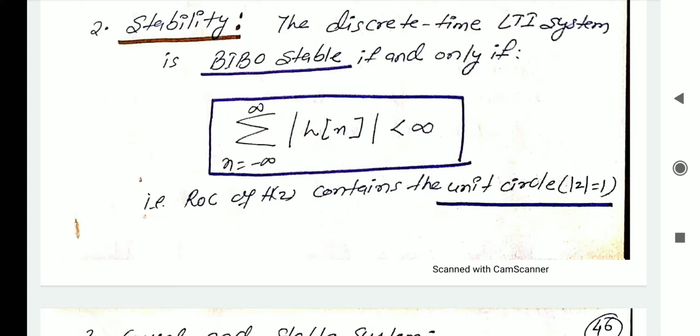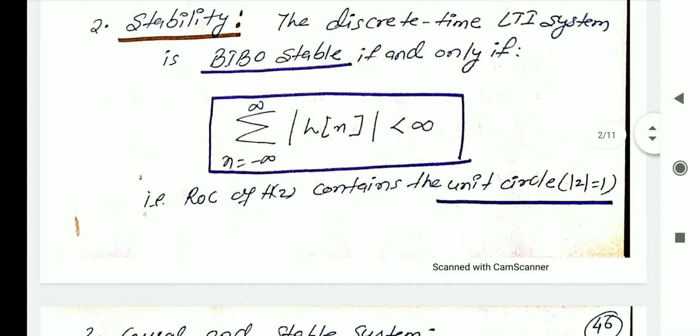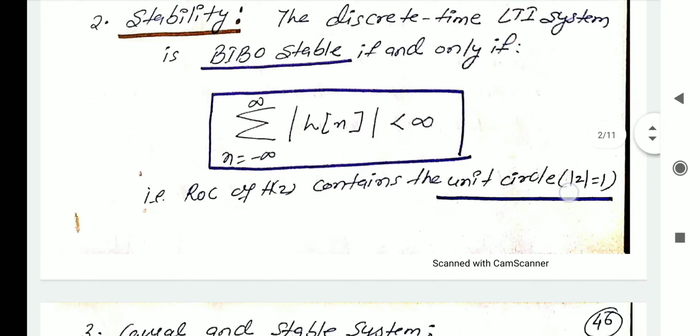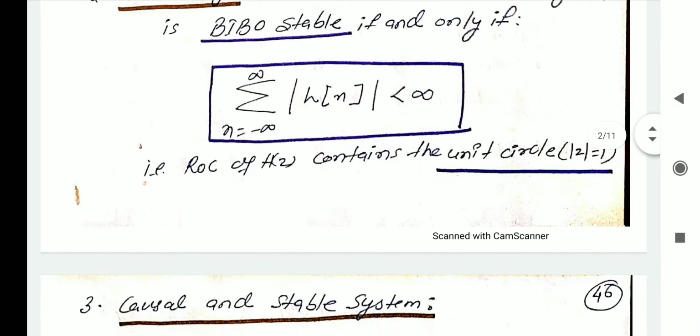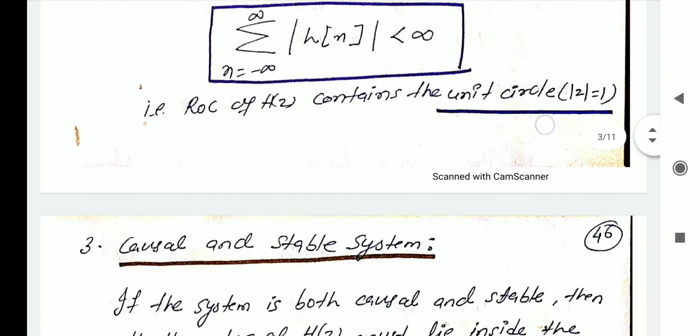This is the important condition for stability: if we are saying that H of z is stable, in that case the ROC of H of z must contain the unit circle. The unit circle is a circle of radius 1, mod of z equals 1.